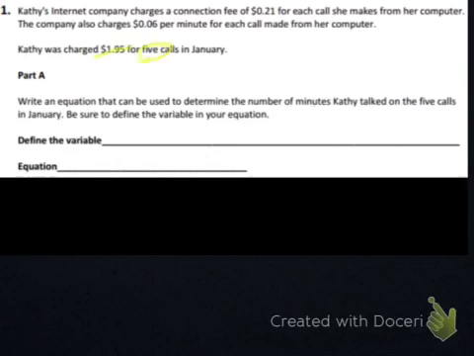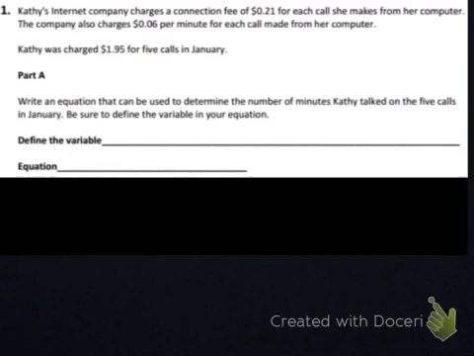So they go on to tell us that they want us to write an equation that can be used to determine the number of minutes Kathy talked on 5 phone calls in January. Then also be sure to define the variable in your equation. So we're going to use a letter, which is a variable, and we're going to tell what that variable means.